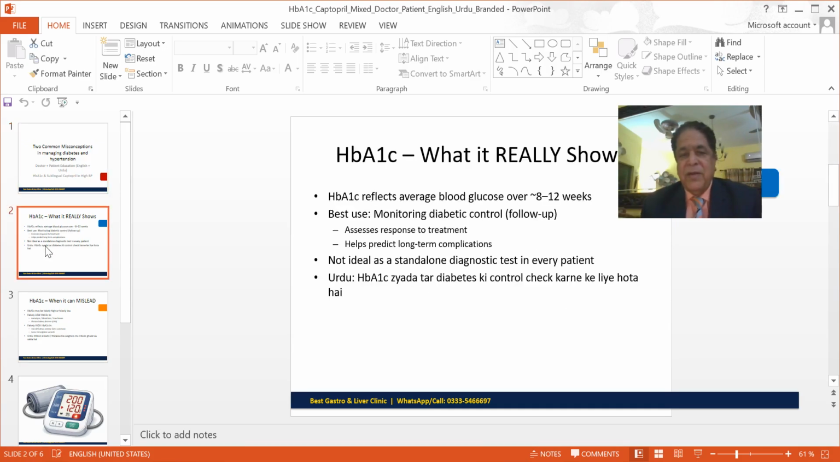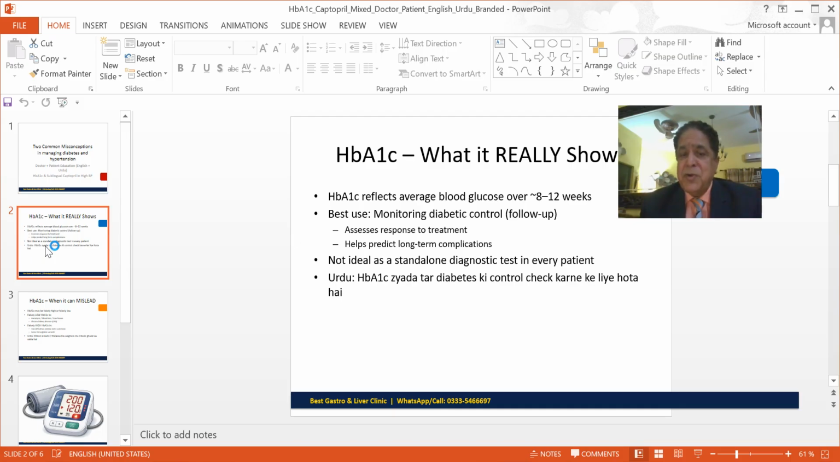So, first thing, HbA1c, what it really shows. HbA1c reflects average blood glucose over the last 8 to 12 weeks. Best use is in monitoring diabetic control when the patient is already on anti-diabetic medicine. We want to know whether he is well controlled or not. So that is when it is most useful to assess the response to treatment, and it helps to predict the long-term complications. That is its real use.